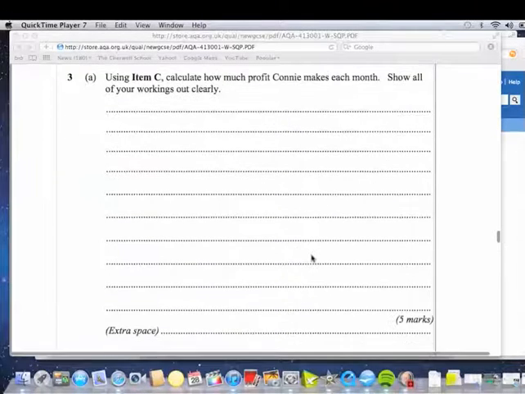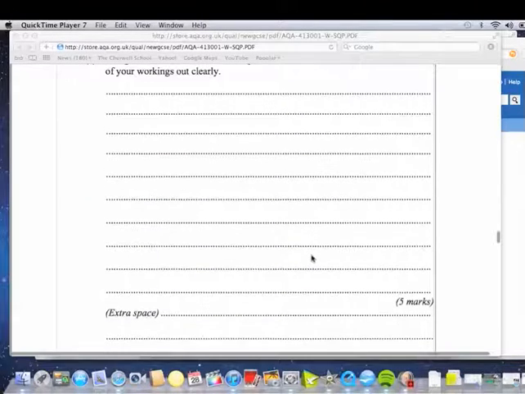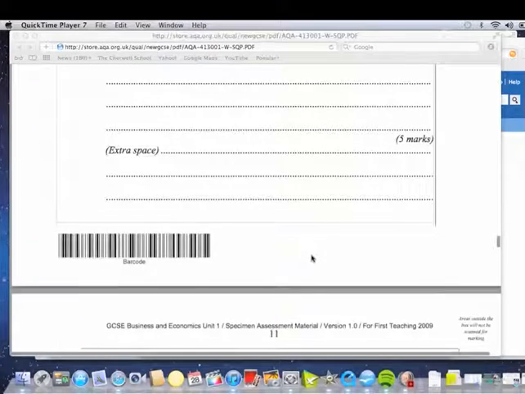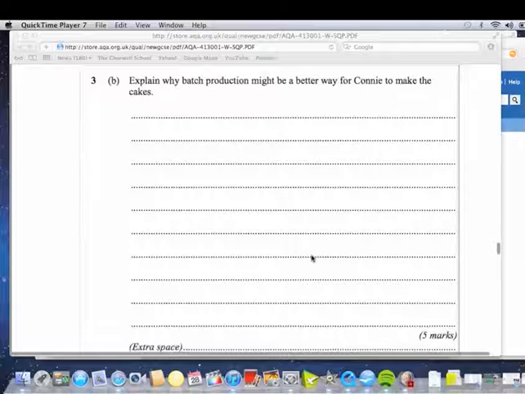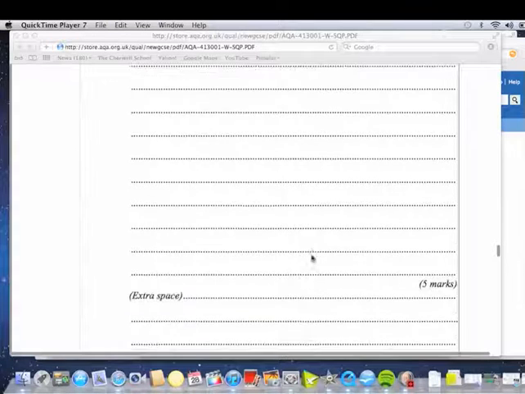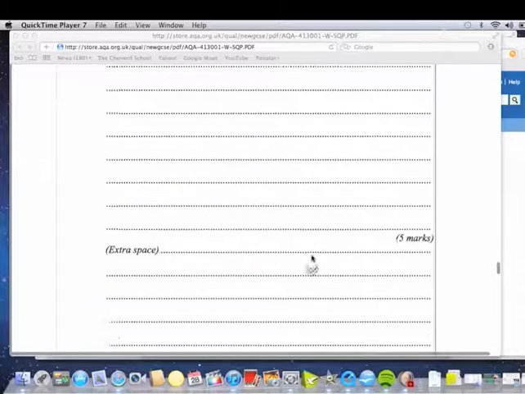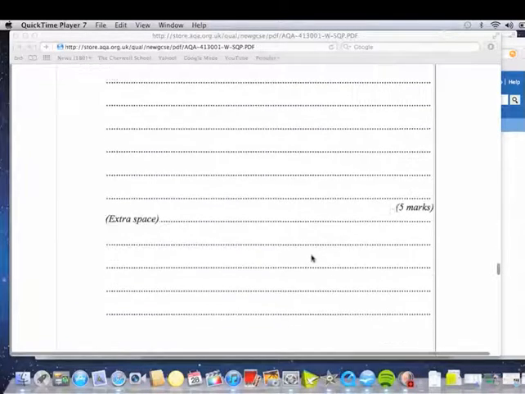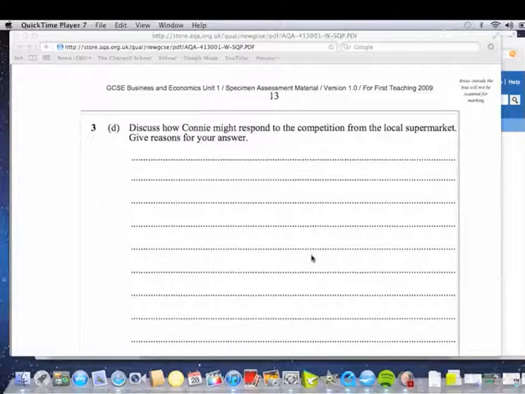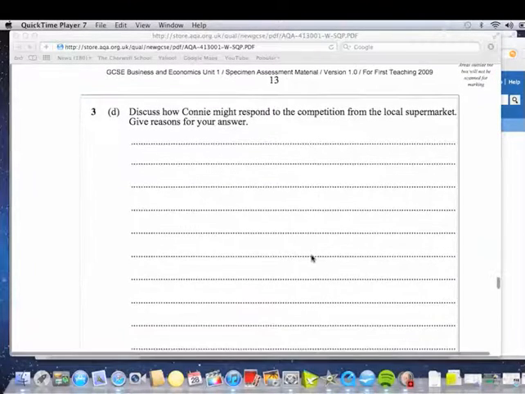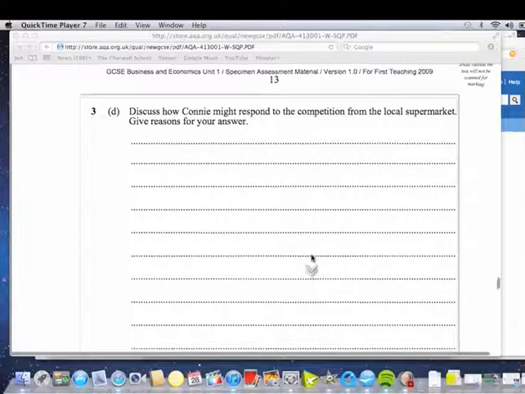So you do get a number crunching one in terms of working out profit, but you don't tend to get too many, so don't go over worrying about finance. Explain batch production, 2 reasons to use market research, and our final 9-marker, and we don't want to be running out of time here, discuss how Connie might respond to competition from the local supermarkets.